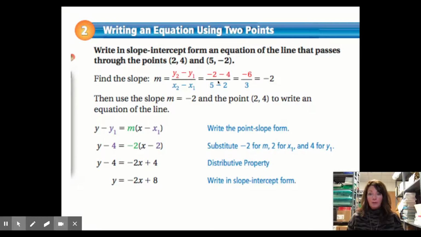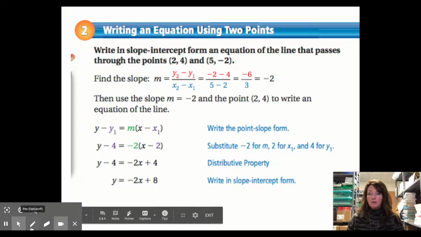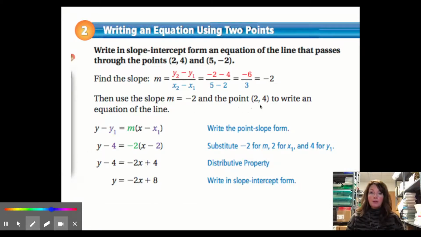So first we have to calculate the slope using our slope formula. Then you can pick one of the points, and it won't matter which point you pick. And I'm going to illustrate that real quick. So they picked the 2, 4, right? What if I picked this one right here?